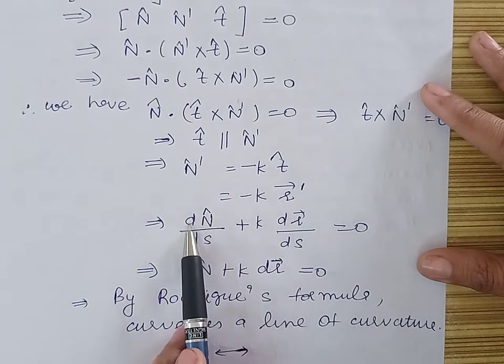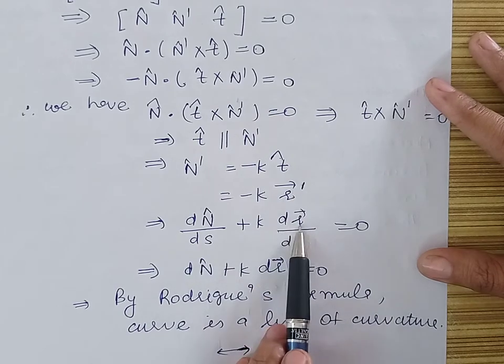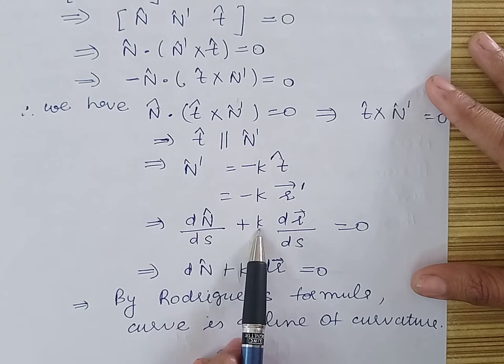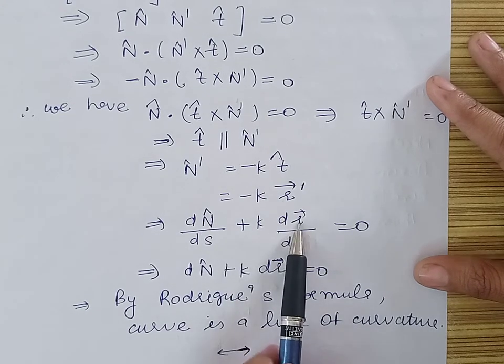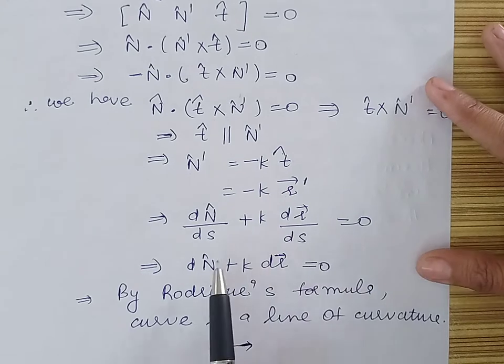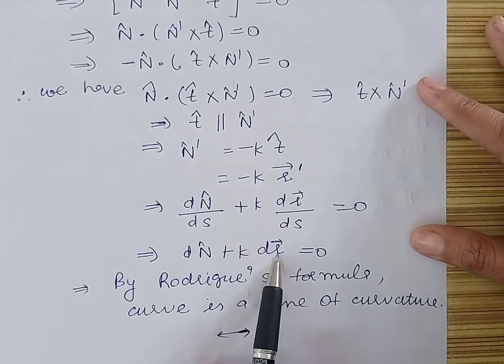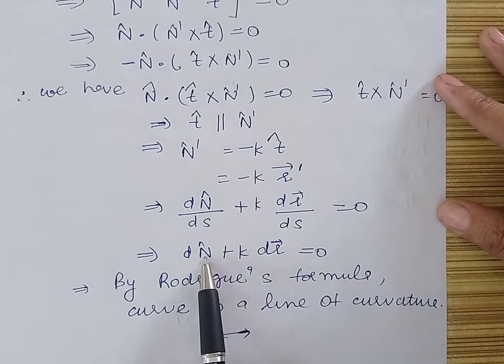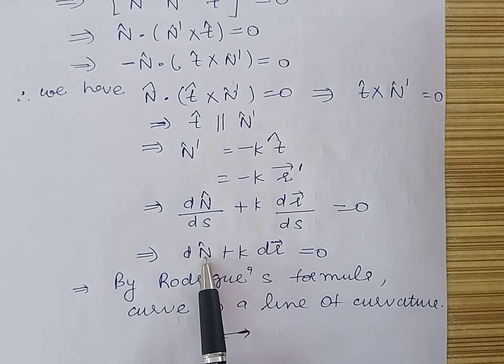Now n dash is dn by ds, and r dash is dr by ds. So we have obtained d by ds of n plus kappa into d by ds of vector r is equal to 0. It means dn plus kappa dr is equal to 0. And by Rodrigues formula, we can say that the curve is a line of curvature. So this completes the necessary and sufficient condition for a curve on a given surface to be a line of curvature. And this completes Monge's theorem.